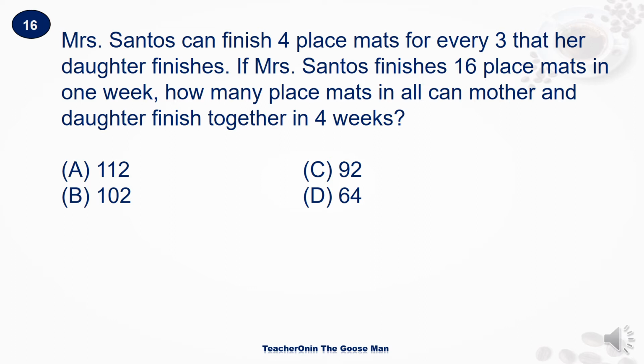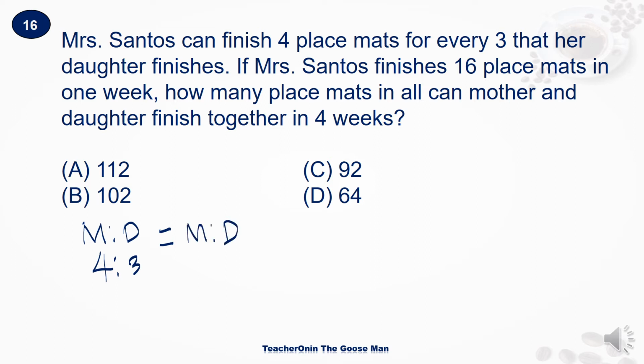So, what is our ratio? This is mother is to daughter. Take note that the ratio is 4 is to 3. Why? Because for every 4 placemats of the mother, the daughter has 3 placemats. So we will have the same arrangement for our proportion: mother is to daughter.